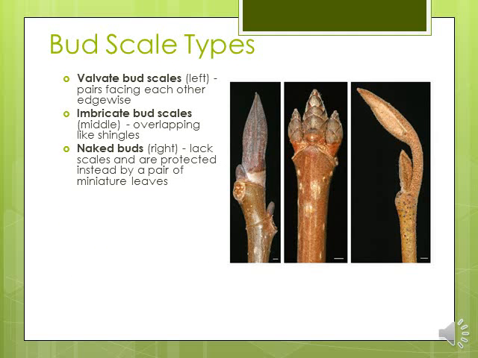Okay, next we have bud scale types, and there's 3 different types. The left picture shows valvate bud scales, where the 2 bud scales are just directly facing each other. The middle picture shows imbricate bud scales, or overlapping like shingles. And then on the right-hand side, we have naked buds, which don't have scales and they just have leaves on the outside to protect them.